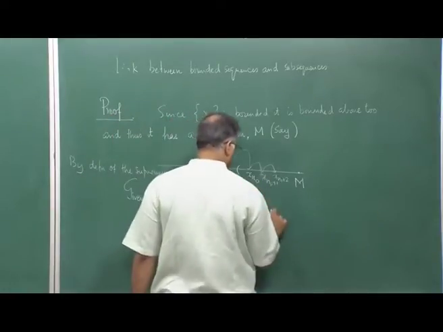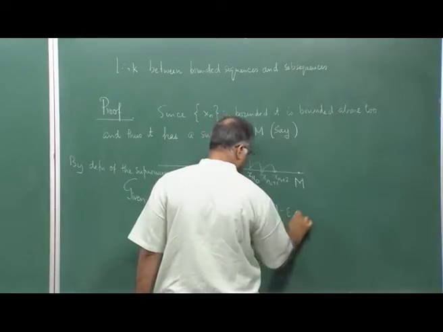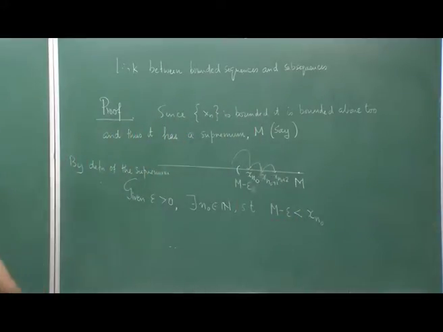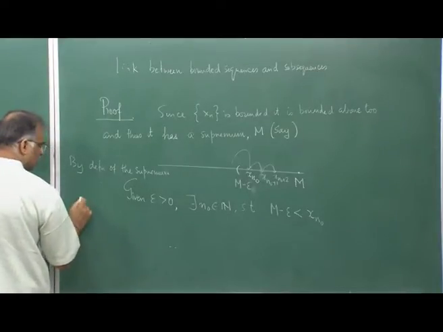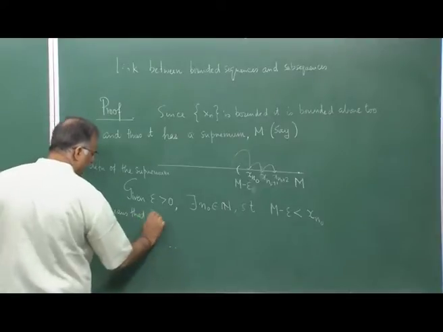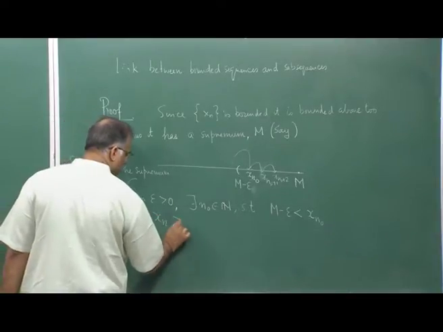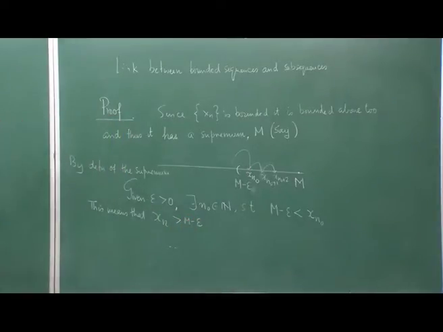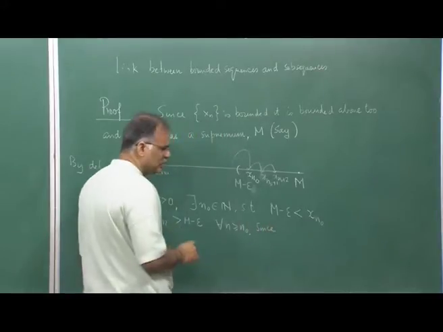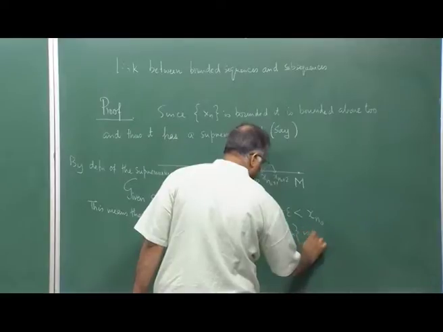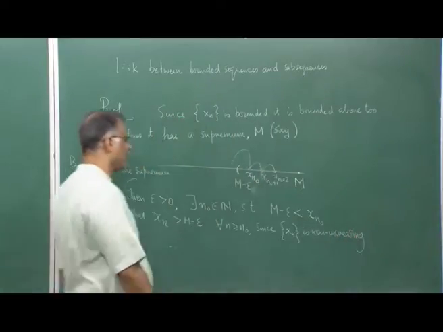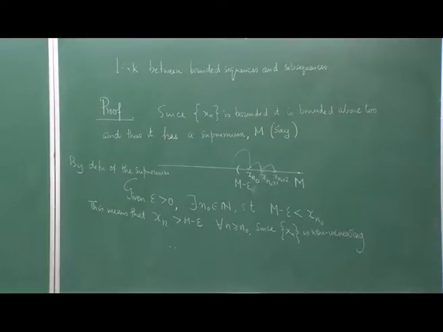What happens is that m minus epsilon is strictly less than x n naught, less than or equal to m. But this is true. Now, this means that x n is also strictly bigger than m minus epsilon for all n bigger than n naught, since x n is non-increasing. Right, this is what we can write.